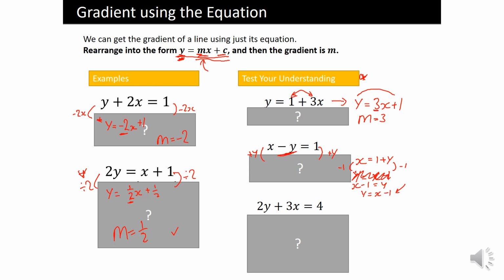So with this one, we don't have a number in front of the x. What that means is it's just 1, because it's one lot of x. So our gradient here would just be 1.